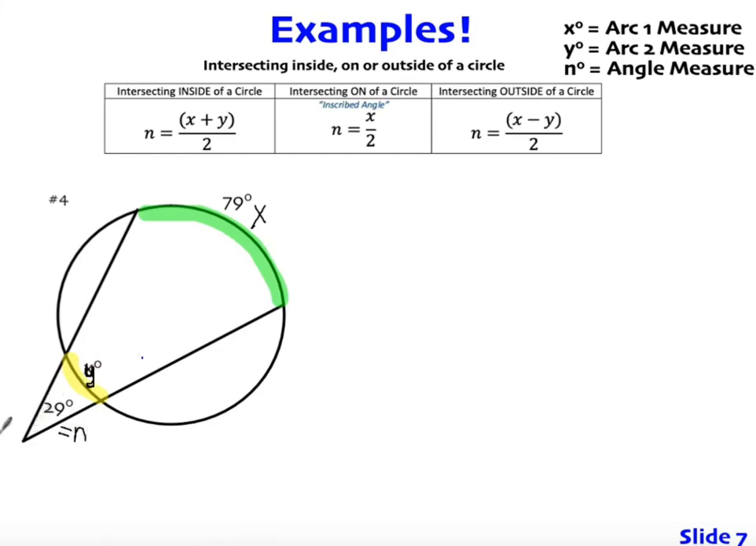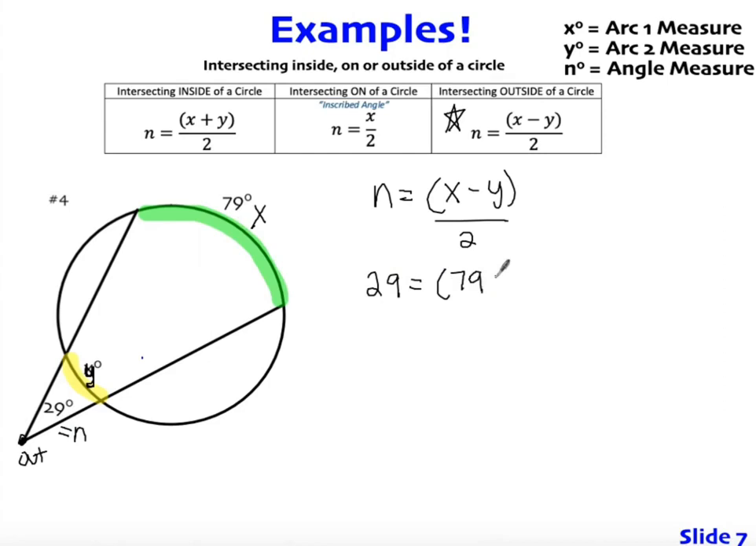So now that we've done that, we look at where our vertex is located, which is on the outside. And that means that we're going to use this formula. So we have n equals x minus y divided by 2. Now we have to plug in the correct pieces to the correct variables. So n, we actually know that n is 29. So 29 is going to go right here. X is 79. So this will be 79 minus, we don't know y. That's what we're going to solve for.